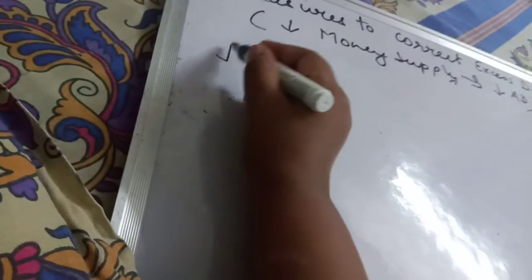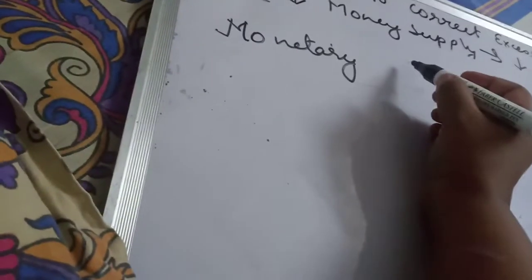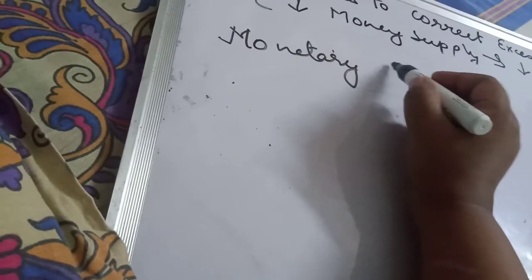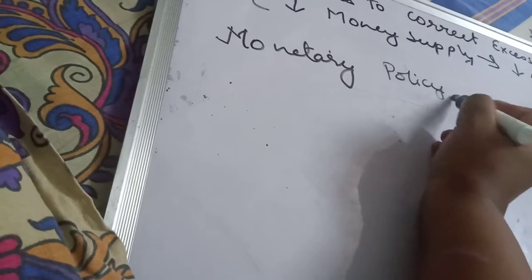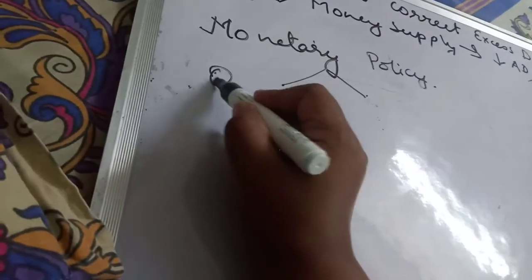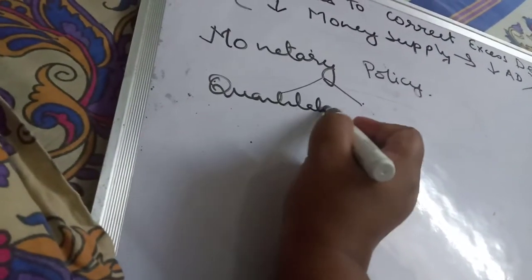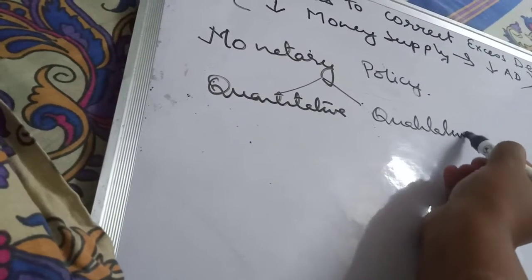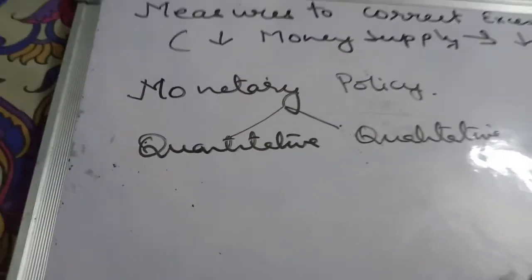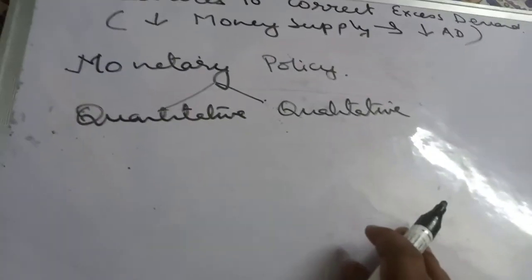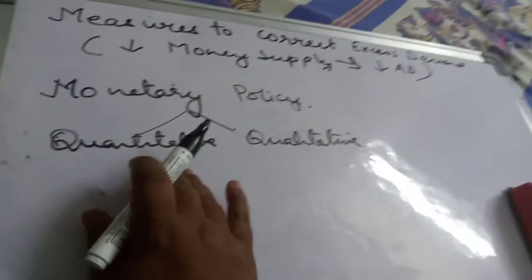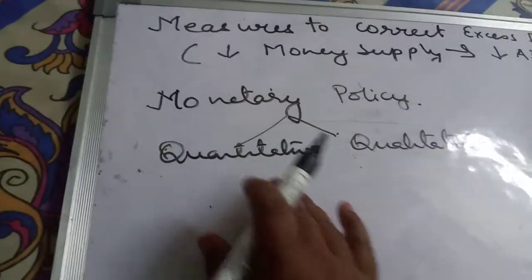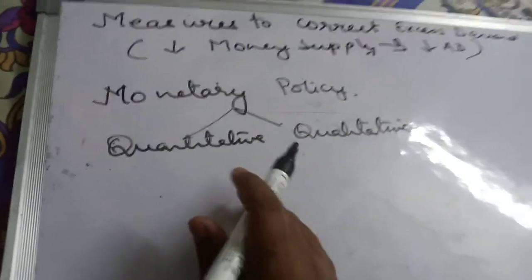The second kind of policy is monetary policy, and as I said, these are the measures undertaken by the central bank. Monetary policy can be divided into quantitative and qualitative measures. The qualitative measures are directions and directives to the commercial banks. Quantitative measures are direct measures undertaken by the central bank. These quantitative measures we've already done.